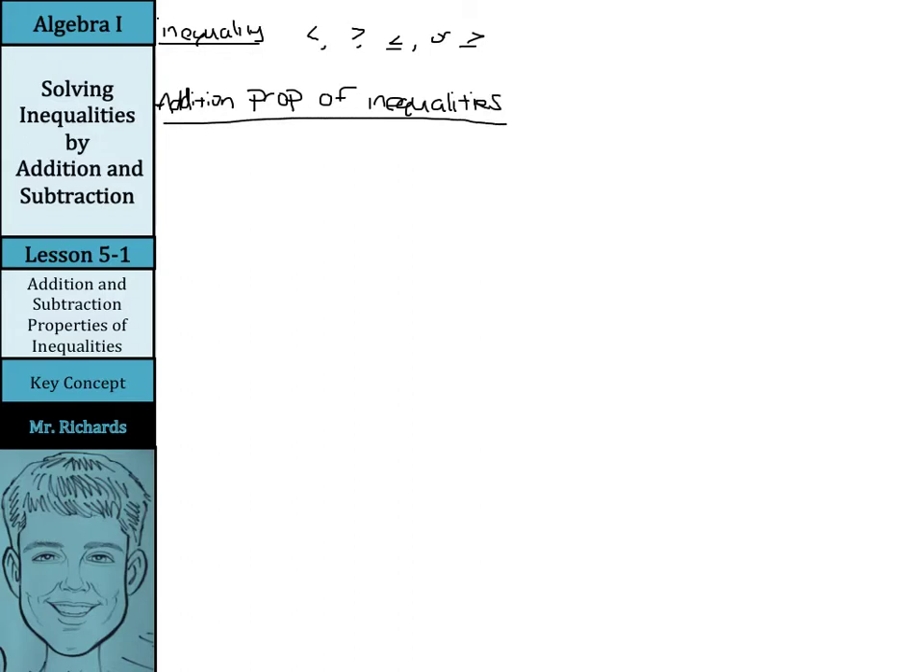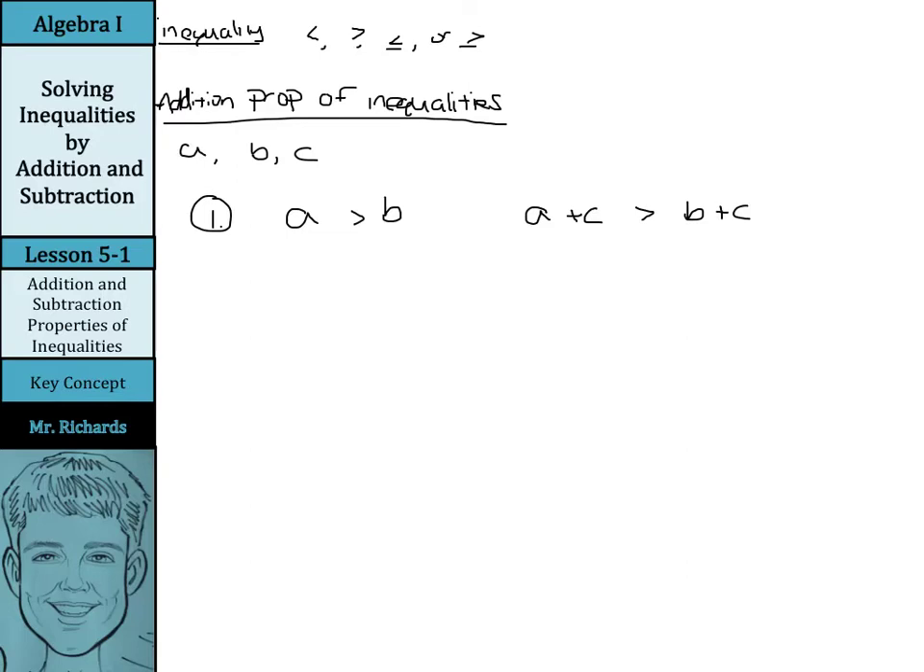Imagine you have three numbers, A, B, and C. Now, the following are going to be true. First, if A is greater than B, then A plus C has to be greater than B plus C.